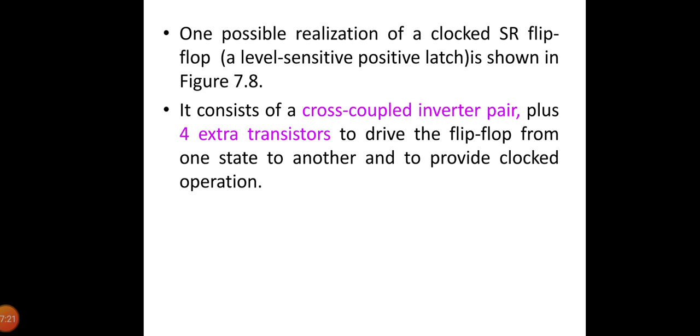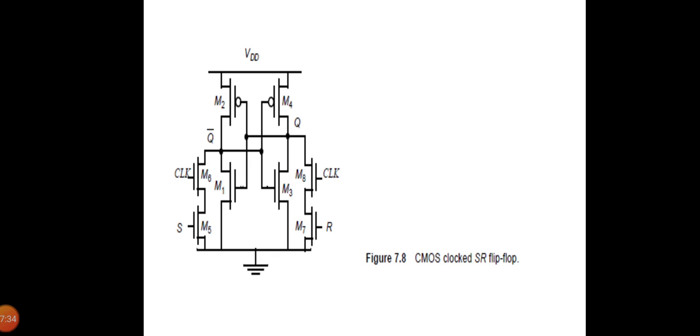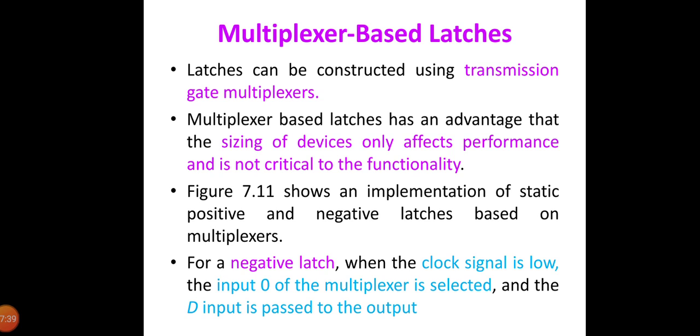One possible realization of a clocked SR flip-flop is shown, and it consists of a cross-coupled inverter pair plus 4 extra transistors to drive the flip-flop from one state to another and to provide the clocked operation. So this diagram shows the CMOS clocked SR flip-flop. And now let us see the multiplexer-based latches.